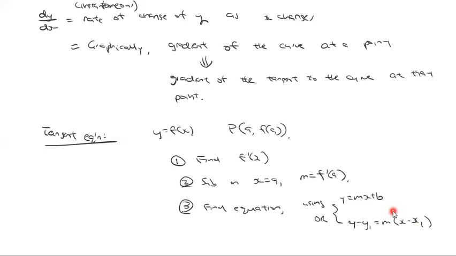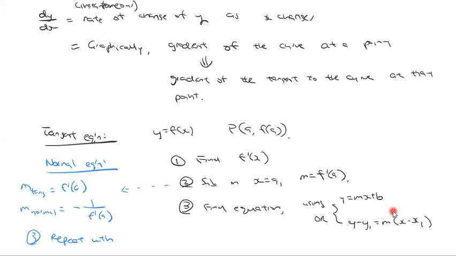Your second version is to find the normal equation. If you found the normal equation, then what will be different will be this step. We know the gradient of the tangent is f dash a, so the gradient of the normal would be negative 1 over f dash a, and then step 3 would be repeat with the gradient of the normal.